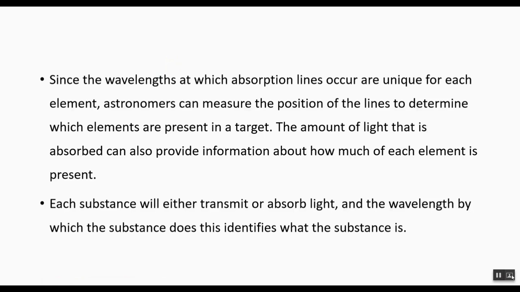Because the wavelengths at which absorption lines occur are unique for each element, astronomers can measure the position of the lines to determine which elements are present in a target. The amount of light that is absorbed can also provide information about how much of each element is present. Each substance will either transmit or absorb light, and the wavelength by which the substance does this identifies what the substance is.